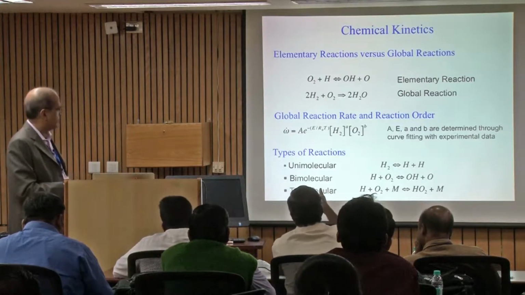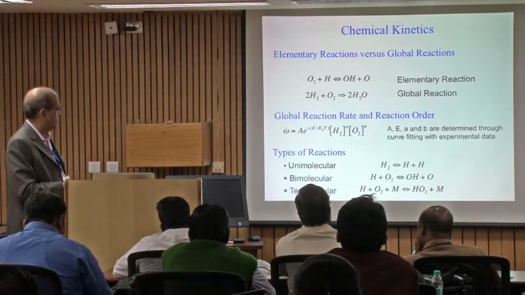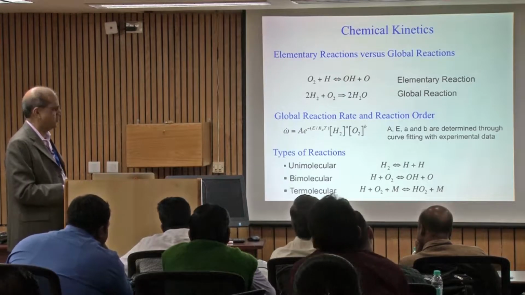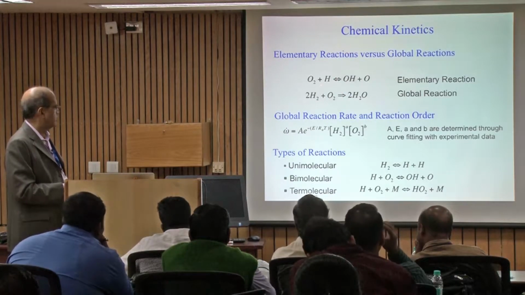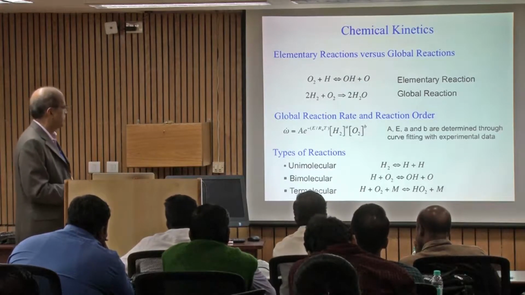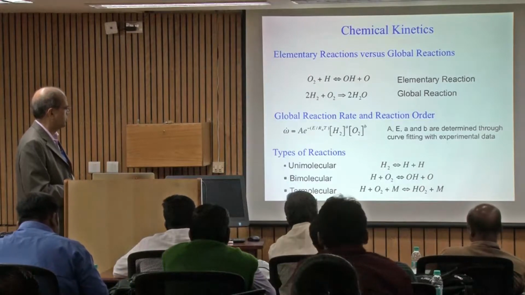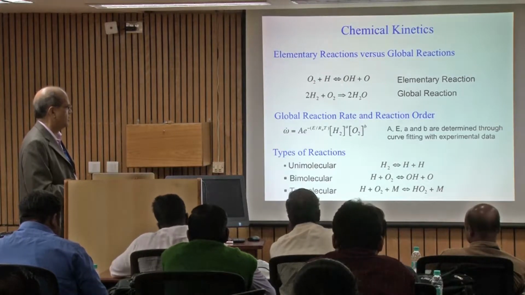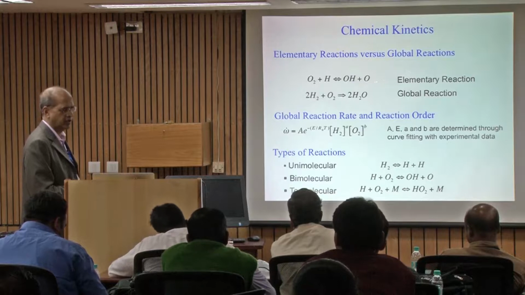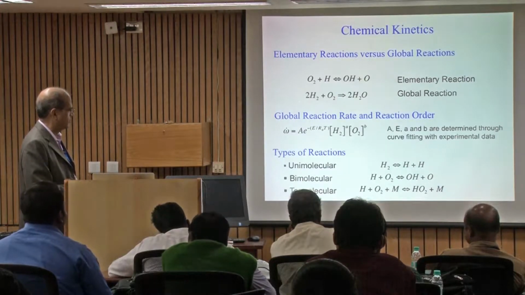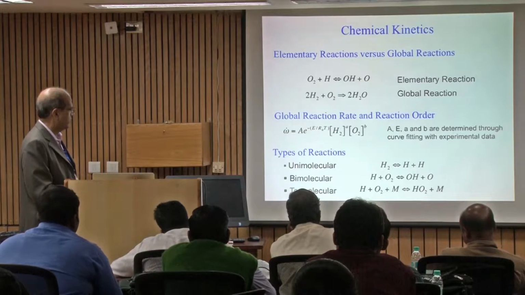The second one is the irreversible reaction, sir? The global reaction, 2H2O. Yeah, so here I just want to distinguish what is the elementary reaction and what is a global reaction. A global reaction is an approximation, whereas this is based on more fundamentals: the O2 molecules and H atoms collide and give you OH and O at the molecular level. So this process occurs at the molecular level, whereas this is just a global observation.